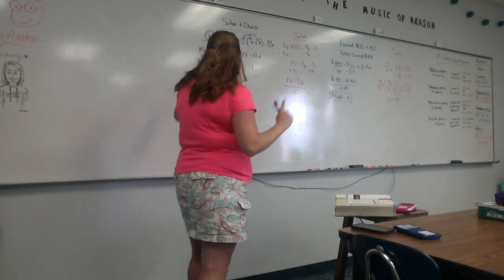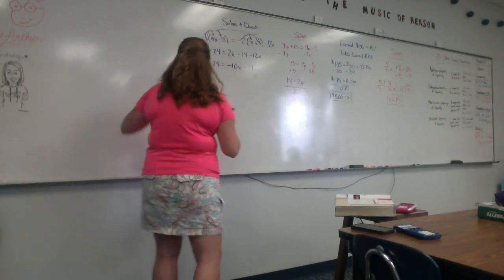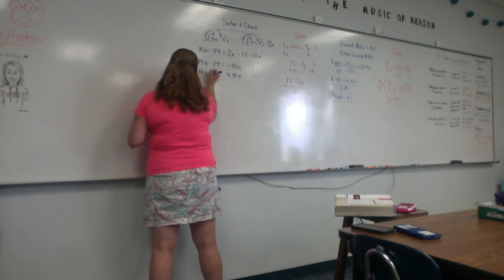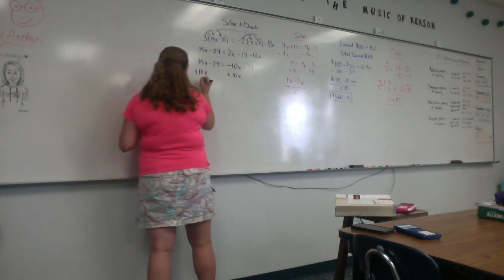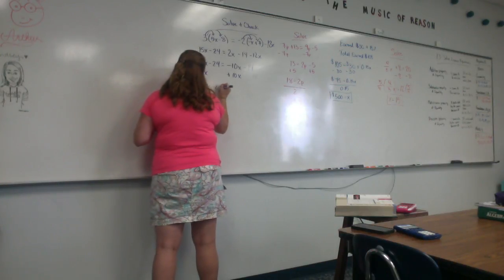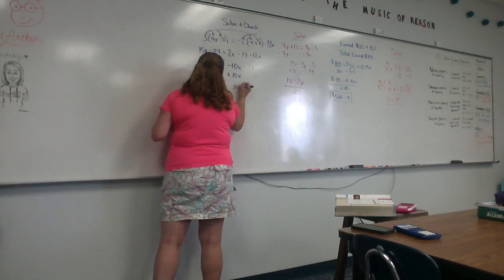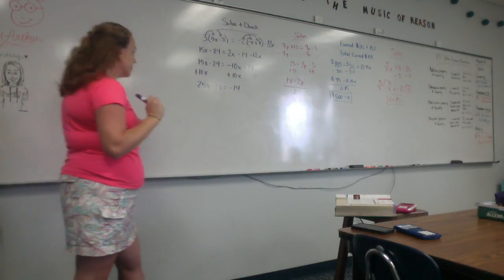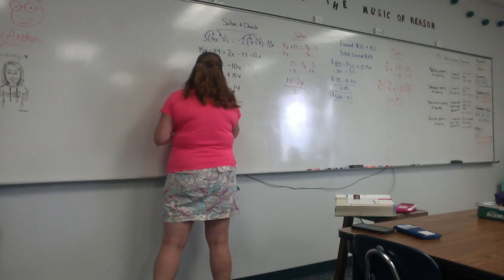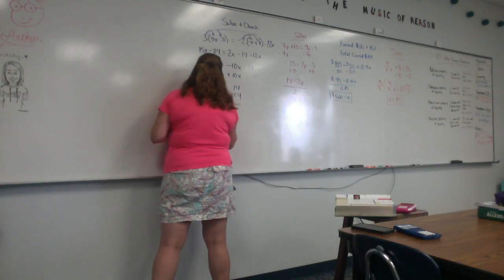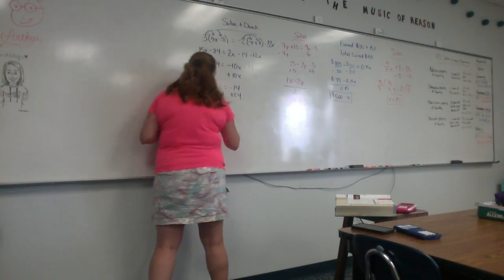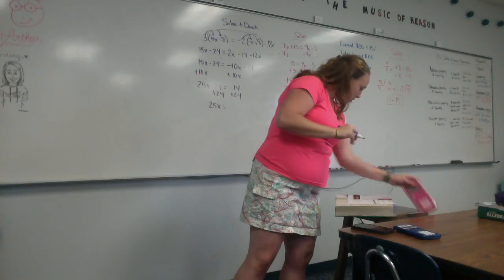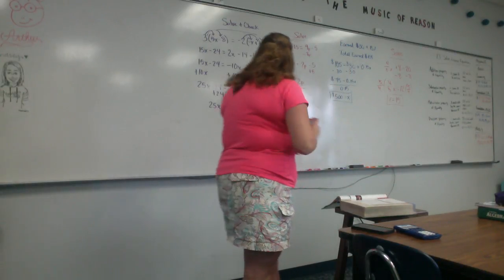Now, Kaylee, let's get all of our x's on one side. So we're going to add 10x to both sides. What's 15x plus 10x? So I have 25x minus 24 equals negative 14. Now what? Yep, add 24, and I get 25x equals what? What's negative 14 plus 24? 10.